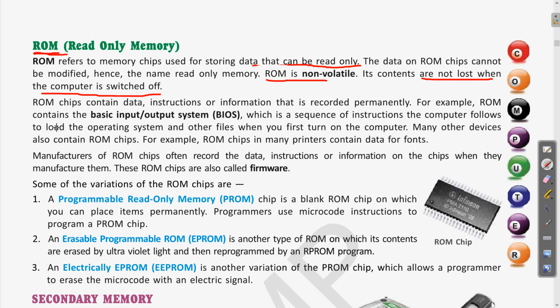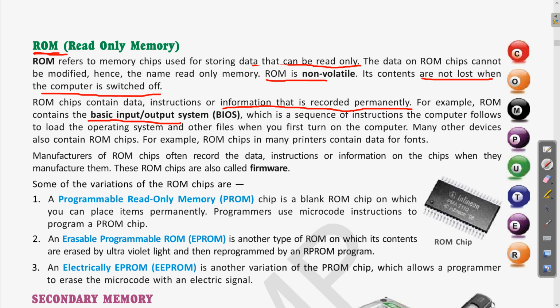Okay. Moving further, ROM chips contain data, instructions, or information that is recorded permanently. Clear? In the case of RAM, we have seen that all the things were deleted, but in the ROM, whatever data we are saving will be present in the ROM for always. For always means it will not be deleted. Clear? For example, ROM contains the basic input output system, that is BIOS.